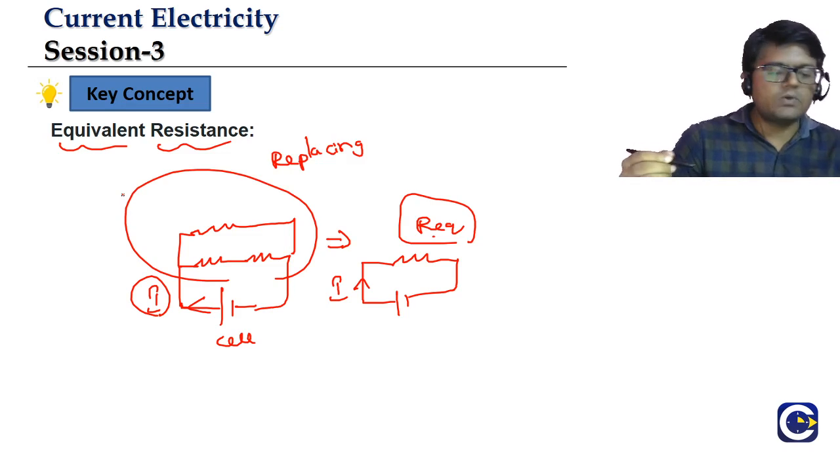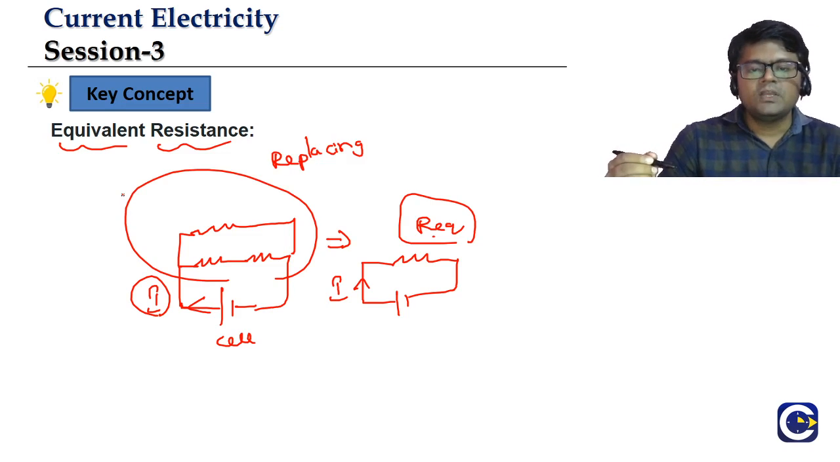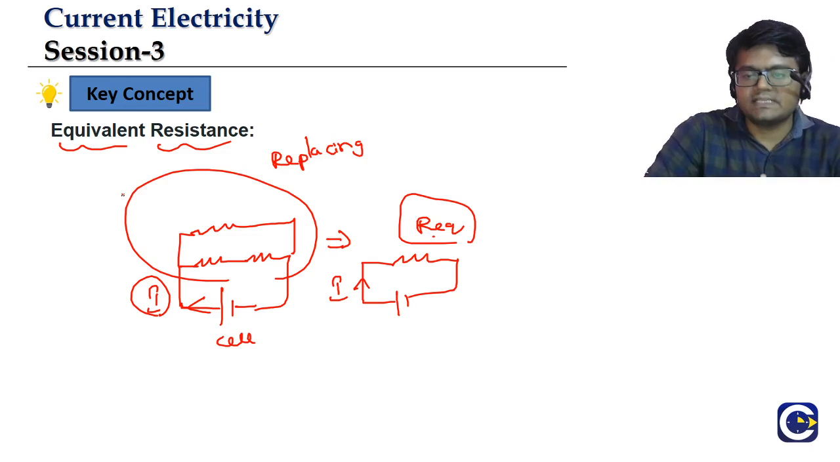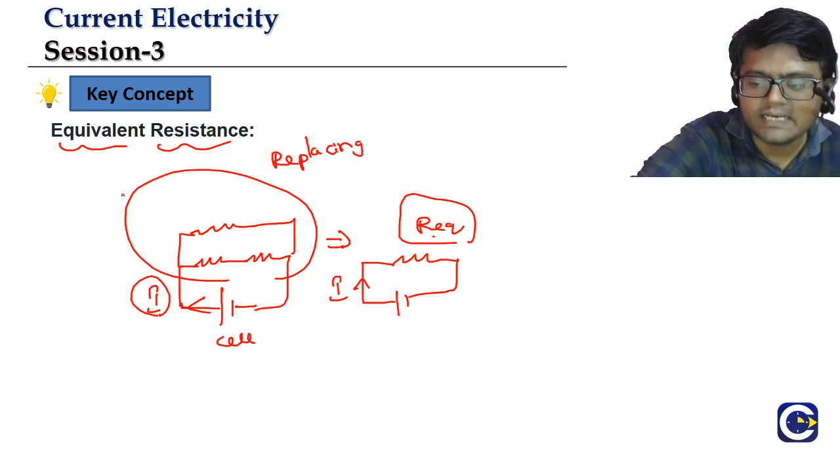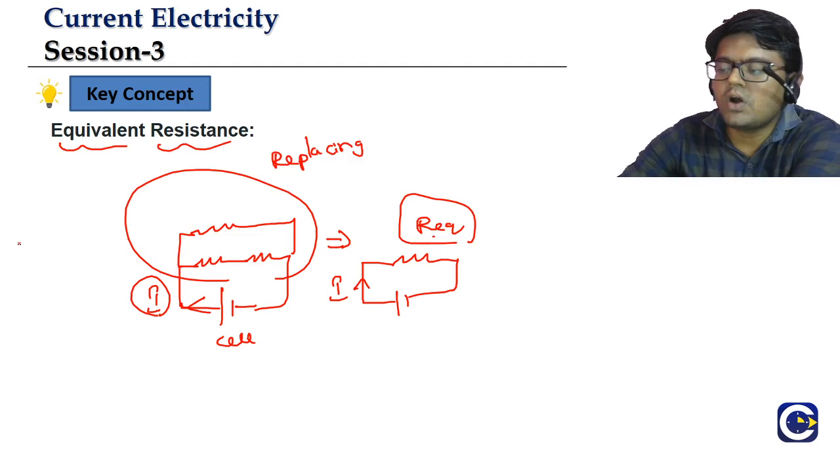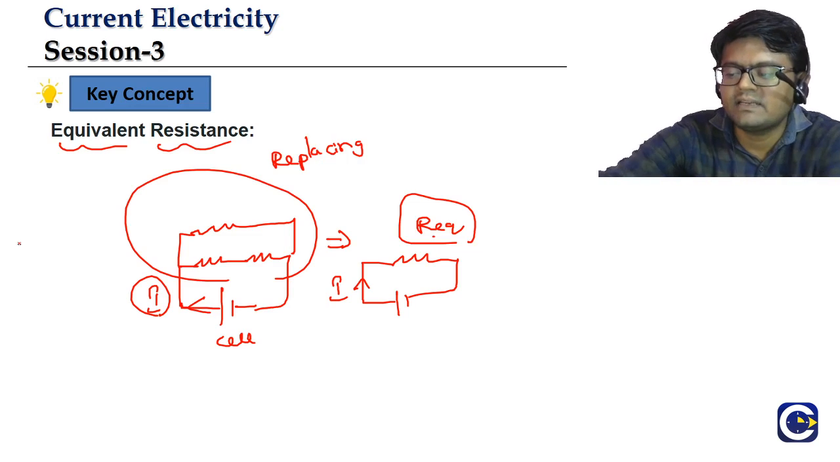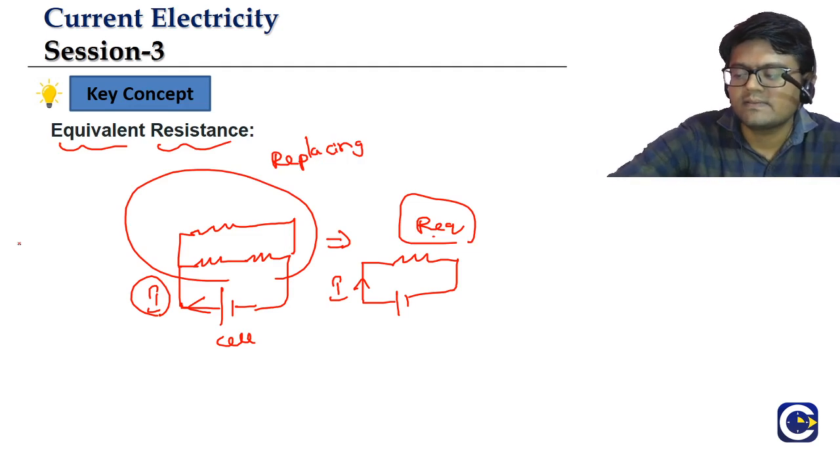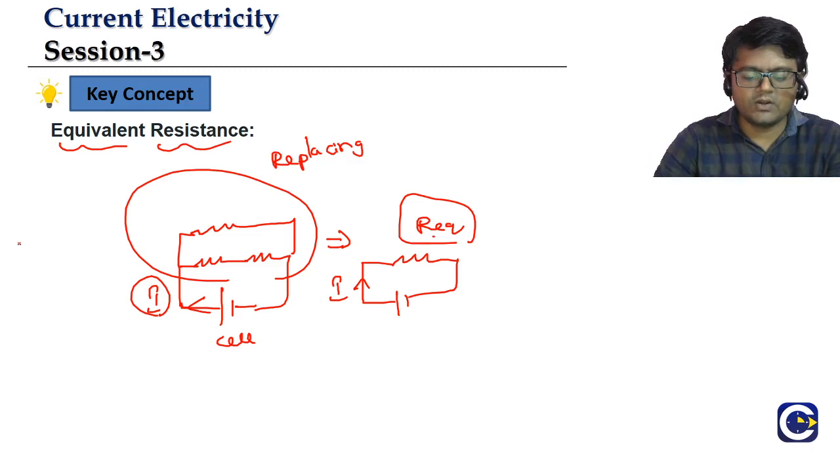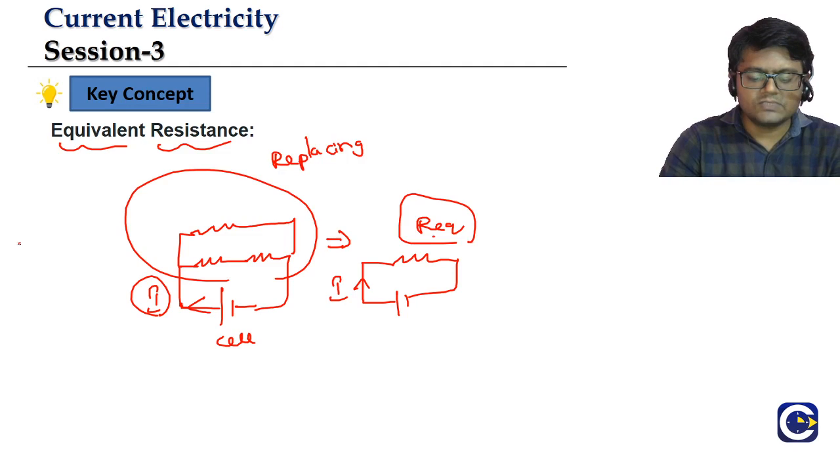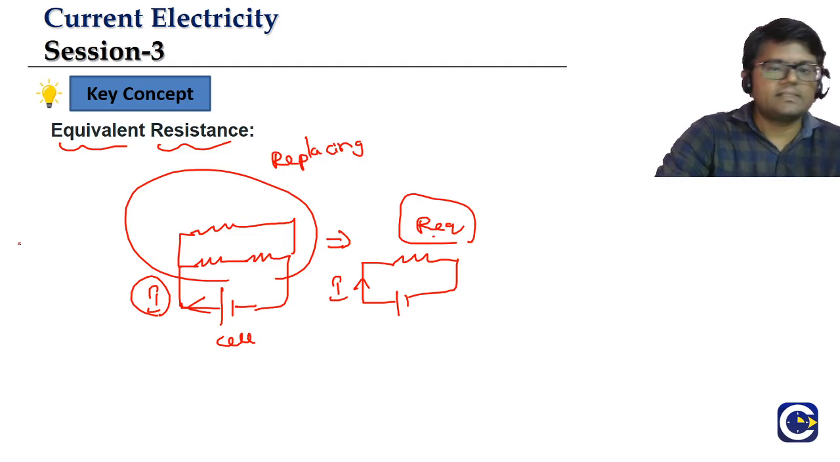So what is the idea of equivalent resistance, guys? This is important. We have the entire combination of resistors. If we can think about a resistor which will draw the same current, we replace the entire circuit by just one resistance, and this resistance must be drawing the same current. Such a resistance is what we will be calling equivalent resistance.